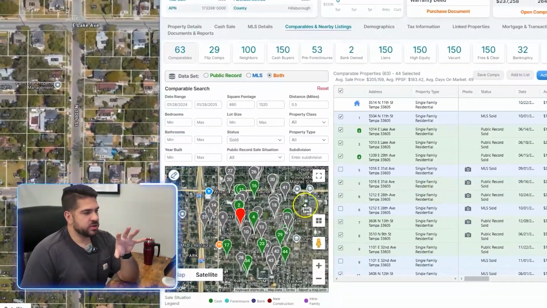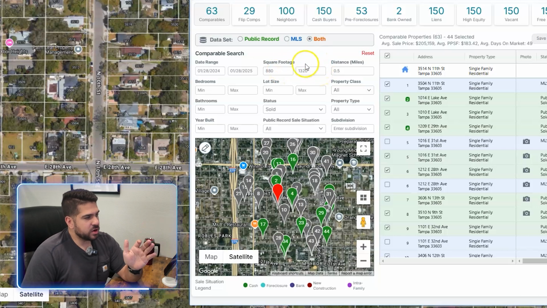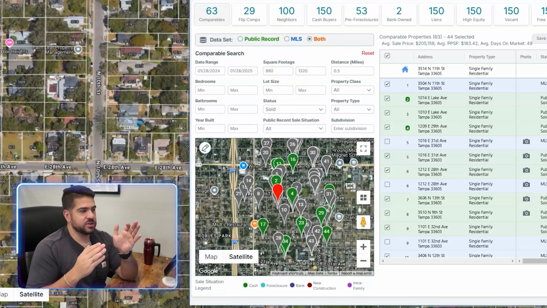One of the things that I want you to pay attention to is that the square footage here is between 880 and 1,320. Why does PropStream do that? Because they give you a range. In this situation, it's 220 square feet difference from the property that we're working on. So they give you 20% more and 20% less in this particular situation, right? Which is fine. A lot of people do that.